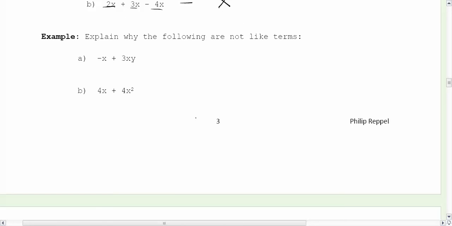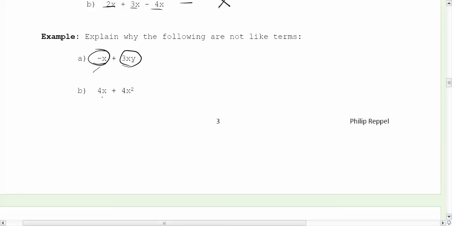Explain why the following are not like terms. If you look at these two terms here, remember, the first thing is I have to be able to identify my terms. These two terms are not like because this term doesn't have a y in it. Simple as that. That's why they're not like. You can't do anything with terms that are not like. In other words, this expression is simplified.